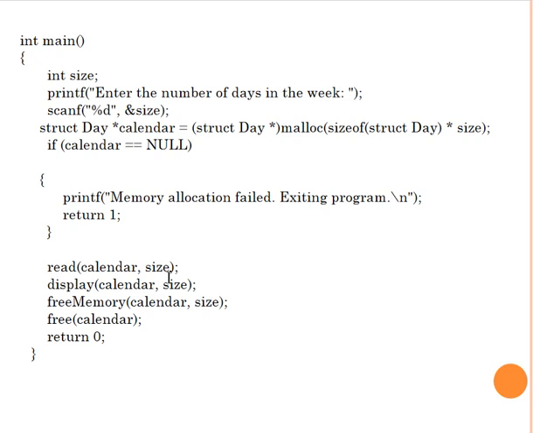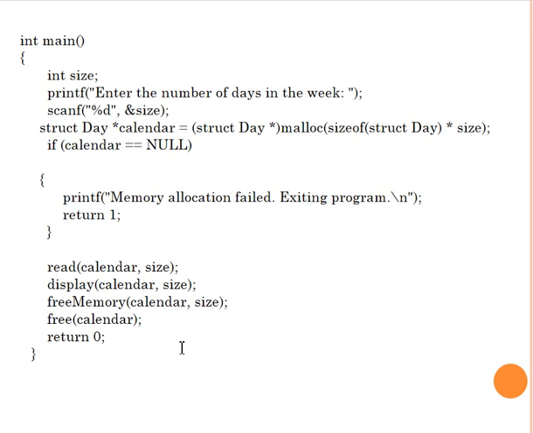There is a main function here. In this main function you can see we just need to enter the number of days in a week, there are 7 days, and again we are calling a day because the calendar stores all your structured data. It allocates the memory for this array, that is a memory allocation which we do using malloc, and checks if the memory allocation was successful, right? Then the function calls your read function, which will be used to input the data, display to output the data, and free memory to release the allocated data.